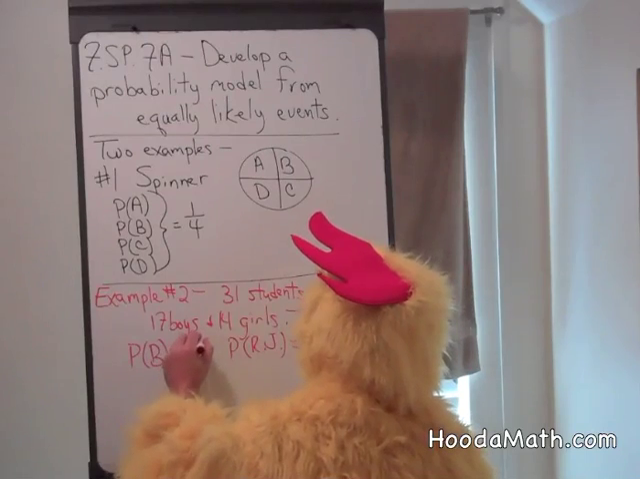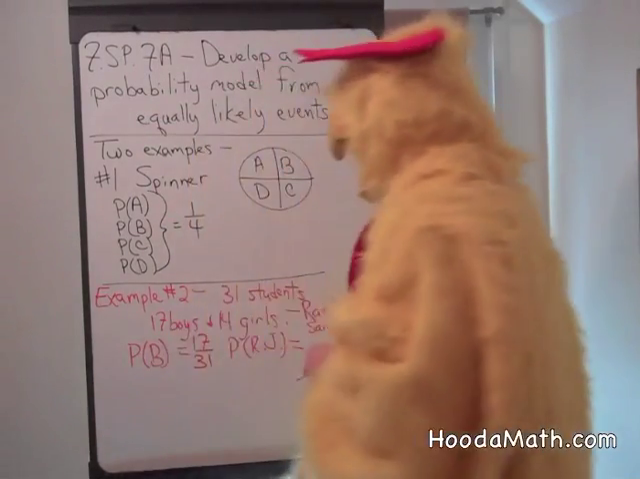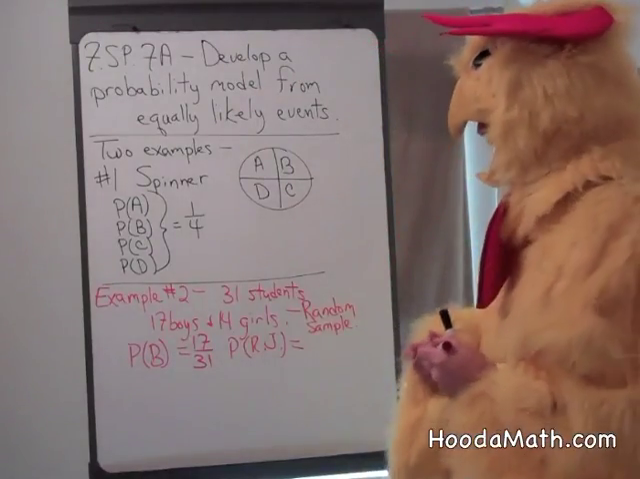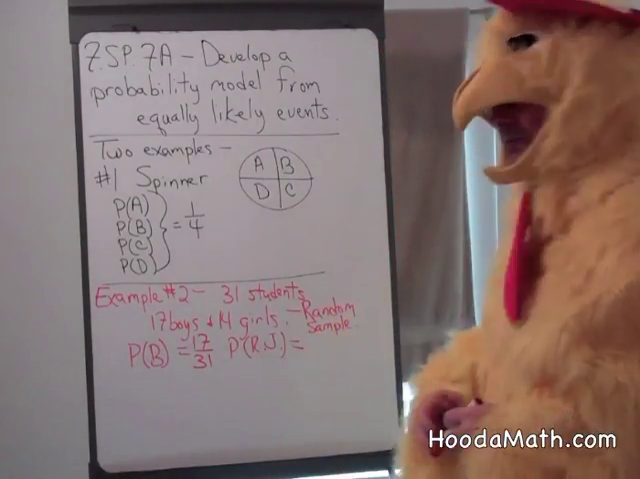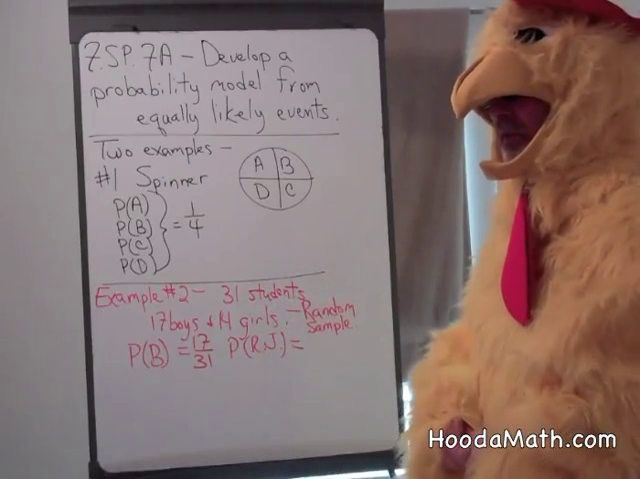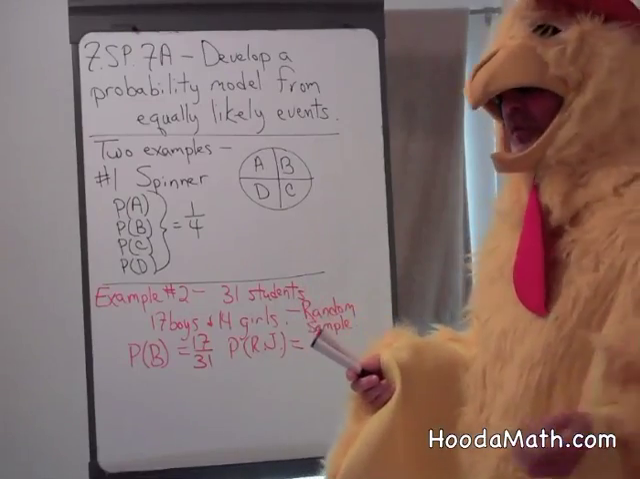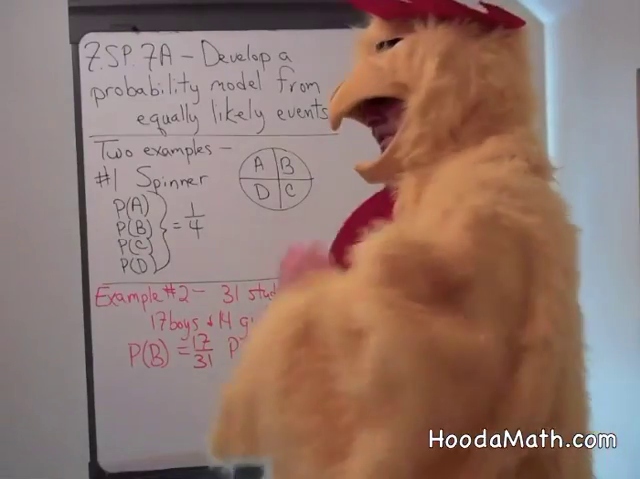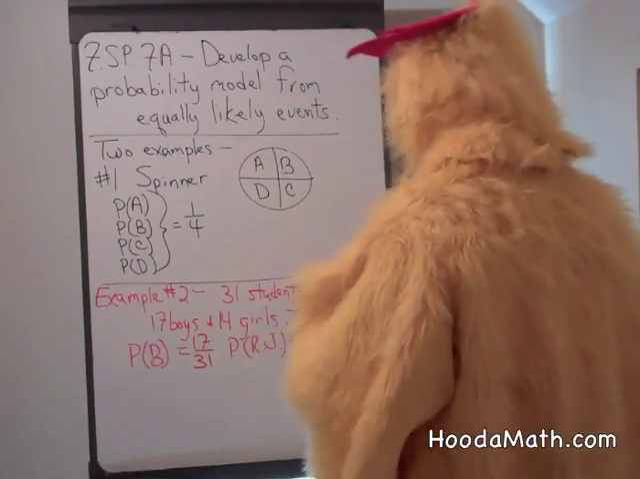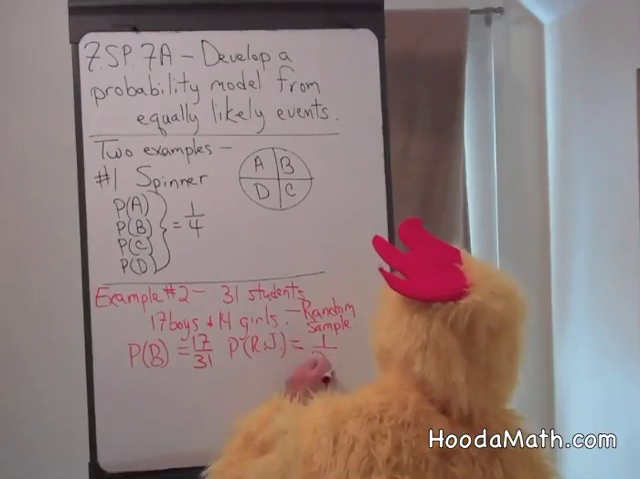17 out of 31. But what is the probability that the student would be Reggie Johnson? Well, he's one of the 31 students, but he has no more likelihood of being picked than anyone else. In fact, he has the same possibility, so he has 1 chance out of 31.